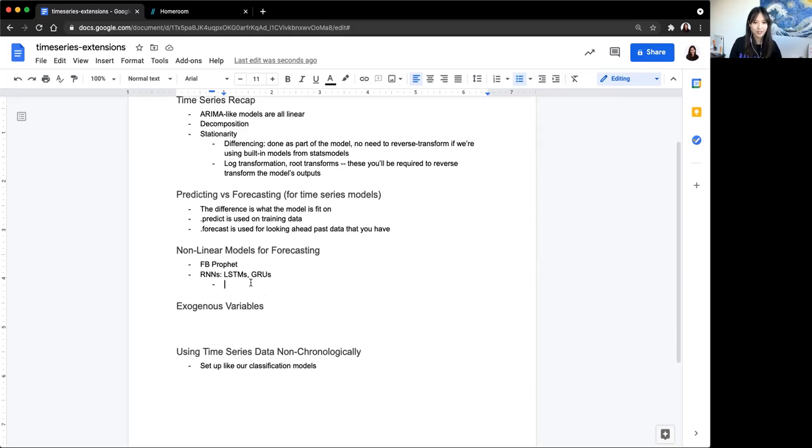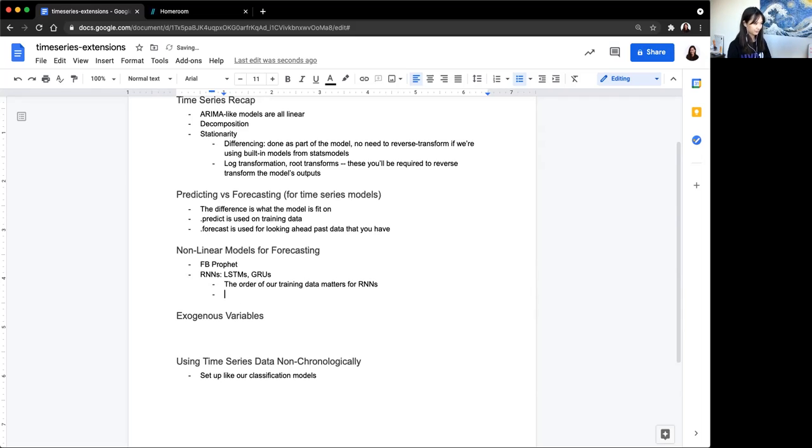So yeah, RNNs are that kind of data. And to contrast, the other kinds of neural networks that we were looking at were just the regular dense neural networks and convolutional neural networks. Those are all more about classification versus forecasting. With classification in regular neural networks, the order of our data points doesn't matter. In RNNs, it does matter. So the order of our training data matters for RNNs.